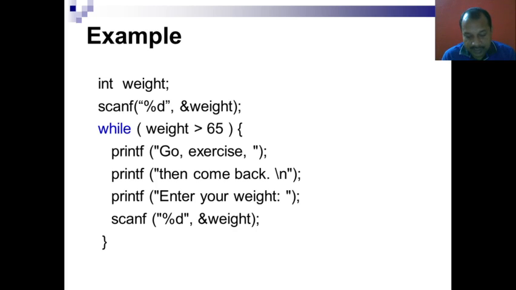But as I understand, and you know, weight cannot really be an integer, it will be floating point. So either you have to take the ceiling or floor. Whatever you take, that particular integer number will be the input. Now after giving that as an input, my statement is while. That is the loop construct, and if weight is greater than 65, then I am printing go exercise, then come back and enter your weight.